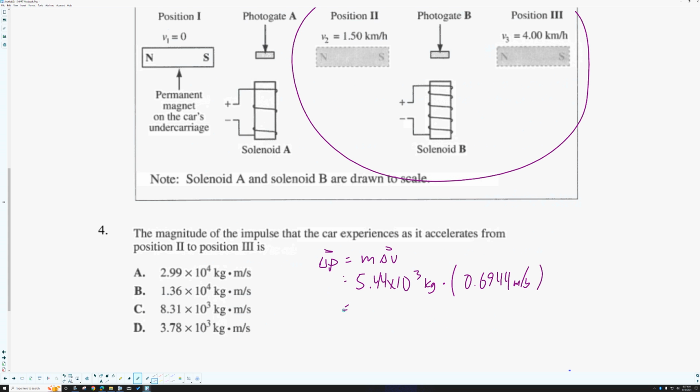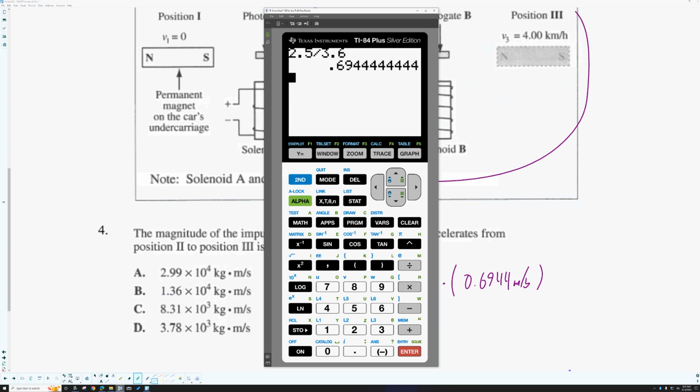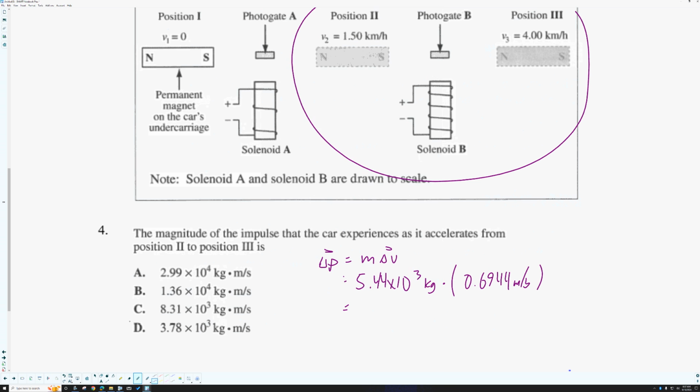Okay, let's multiply these together and see what we get here. 5.44 times 10 to the 3, 3.78 times 10 to the 3 kilograms meters per second. The answer is D. Definitely a category 2. Very doable question, but it's not a gimme question by any stretch of the imagination. Good there?